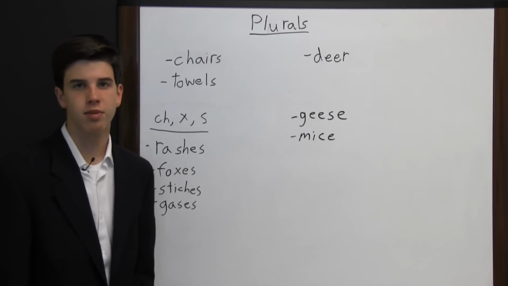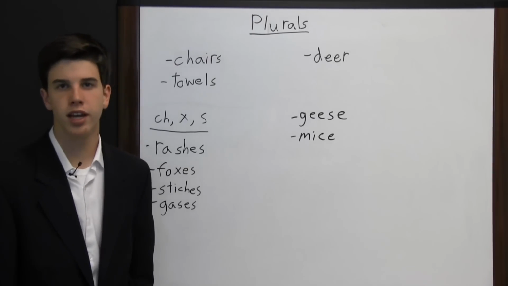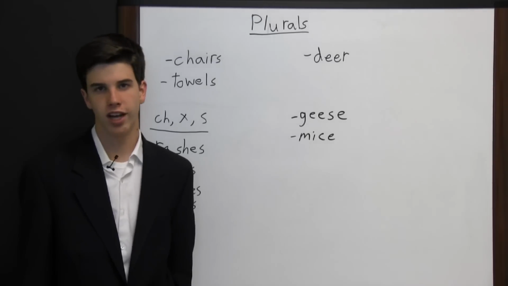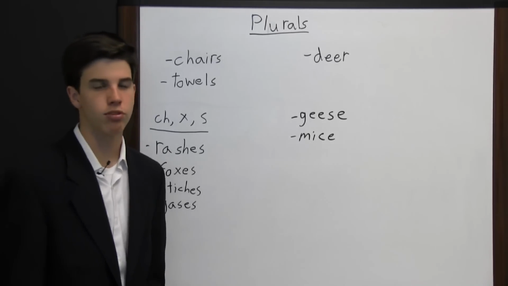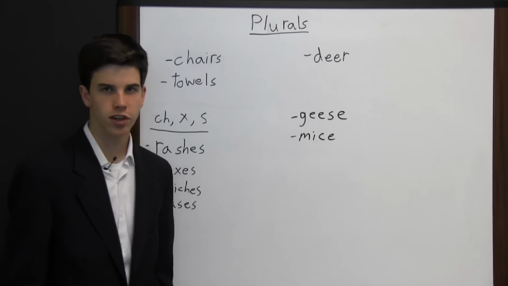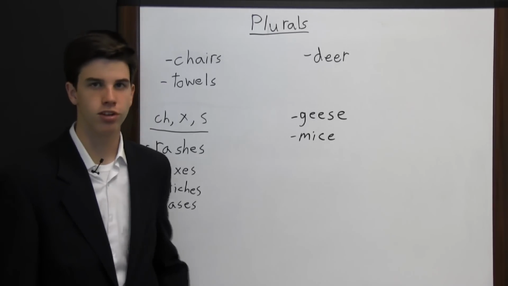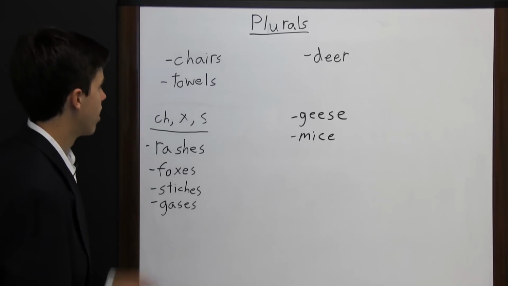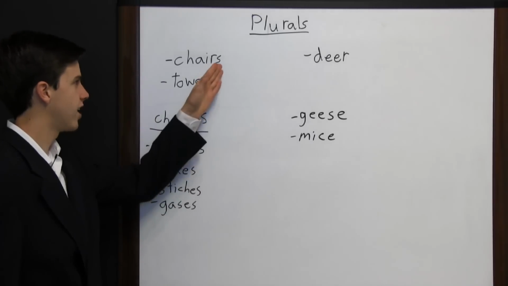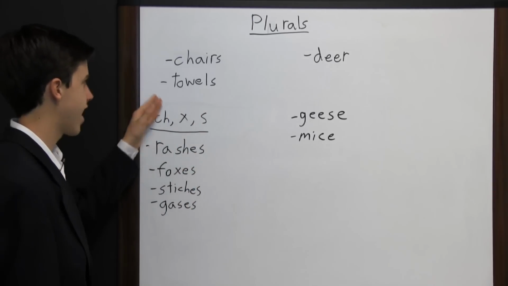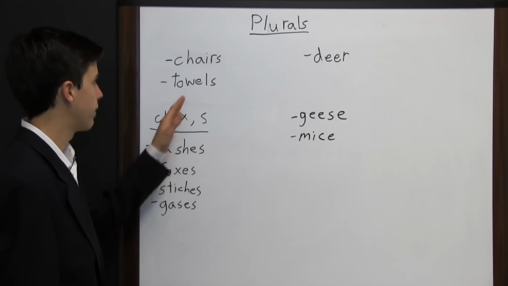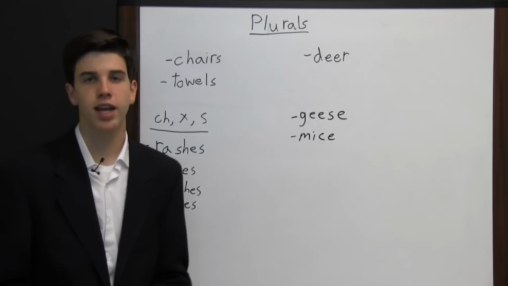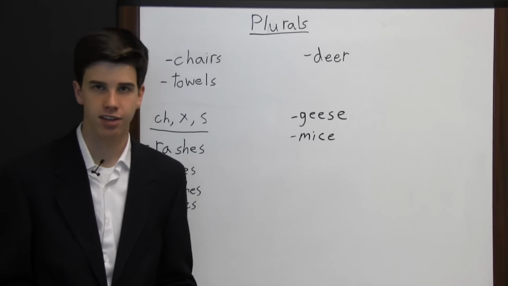Making words plural can sometimes be difficult because words are made into a plural form in many different ways. So I want to look at some examples of words that are plural so that you can be comfortable making singular words plural. So up here we have the words chair and towel made into a plural form by just adding an S to the end. So they become chairs and towels. This is the most basic way to make a word plural. Most words can be made plural by just adding an S to the end.